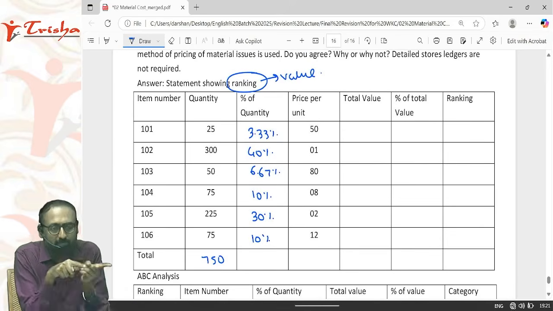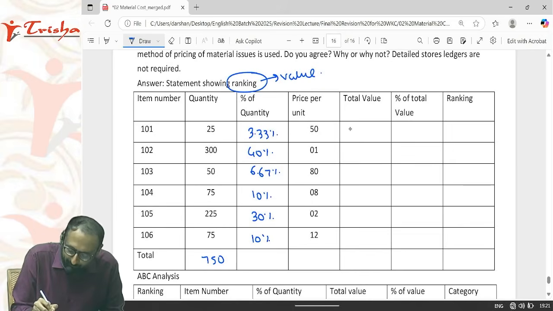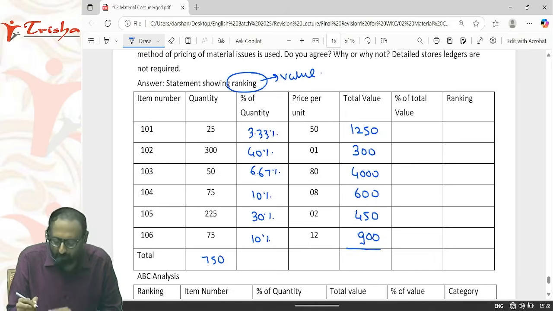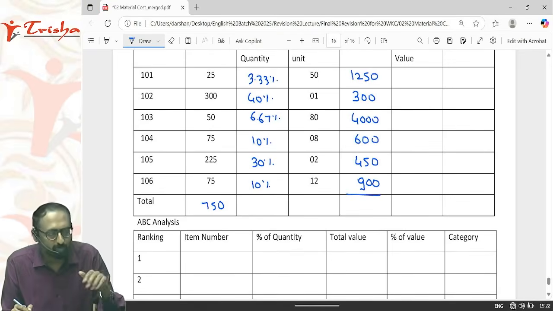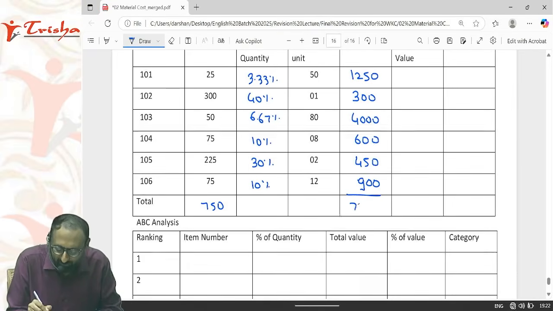Next, price per unit is given; total value is quantity multiplied by value. Please tell me, 25 into 50, how much will it be? 1250. Then 300, 4,000, 600, 450, 900. Please tell me how much will be your total. 7,500.